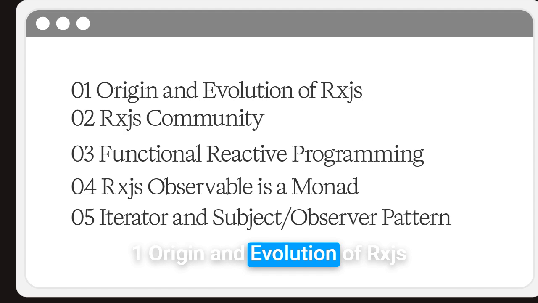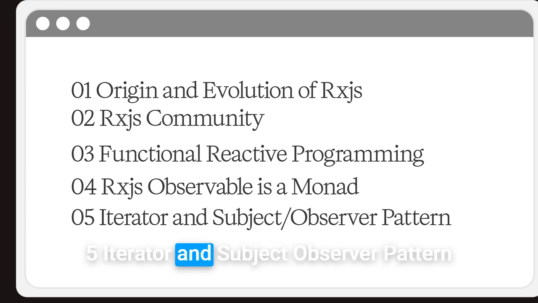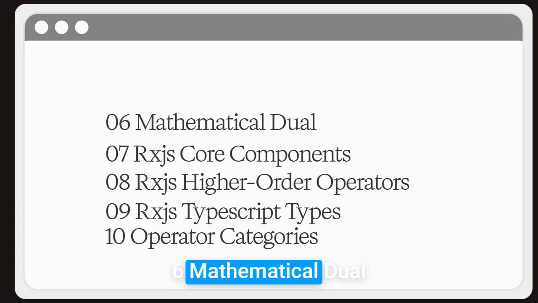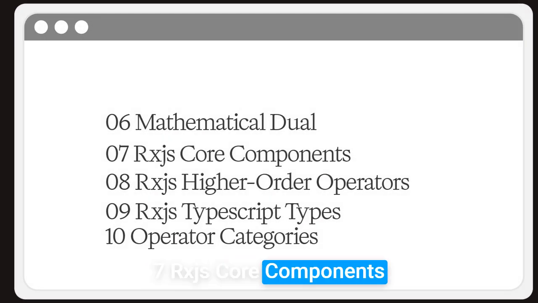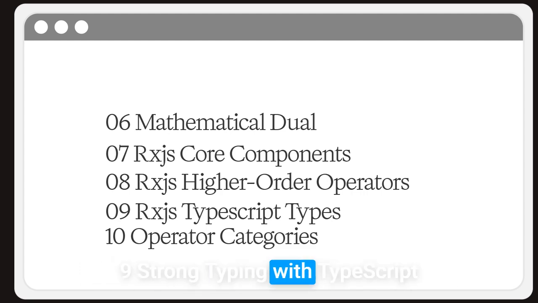1. Origin and evolution of RxJS. 2. RxJS community. 3. Functional reactive programming. 4. RxJS observable is a monad. 5. Iterator and subject observer pattern. 6. Mathematical dual. 7. RxJS core components. 8. Operators, higher order functions. 9. Strong typing with TypeScript.